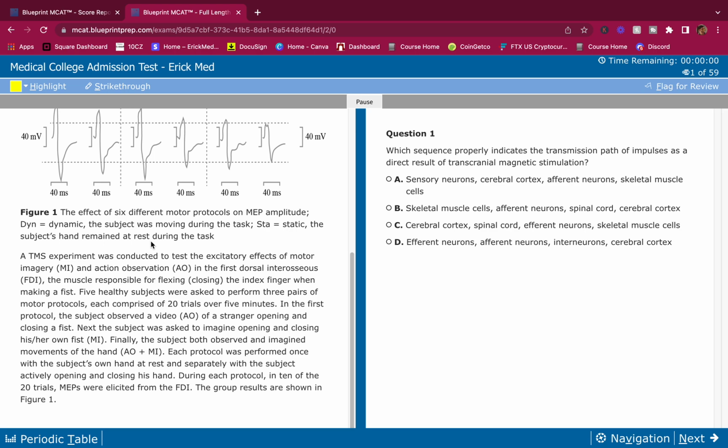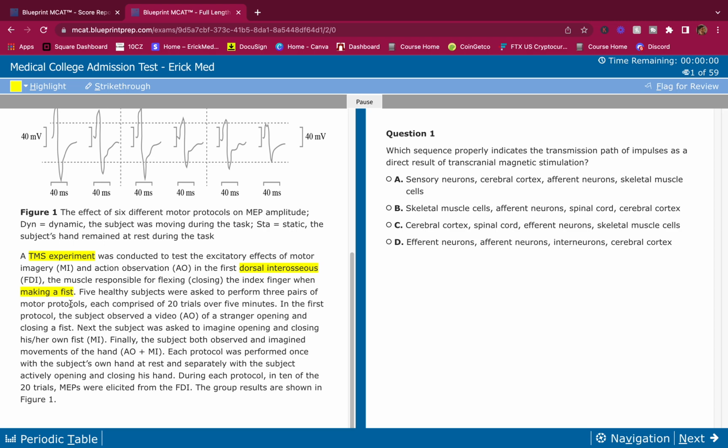A TMS experiment was conducted to test the excitatory effects of motor imagery and action observation in the first dorsal interosseous, the muscle responsible for flexing, closing the index finger when making a fist. So they're testing this muscle, and this muscle is involved in making a fist. When they use AO or MI, what happens? Do we get more activity in that muscle? Do we get less activity in that muscle? Do we get more depolarization, less depolarization?